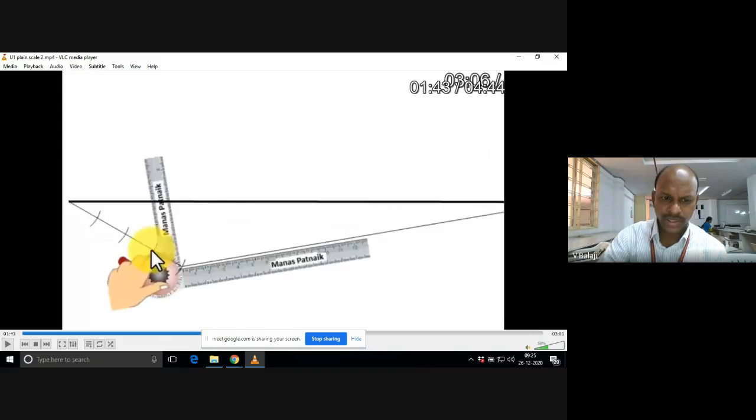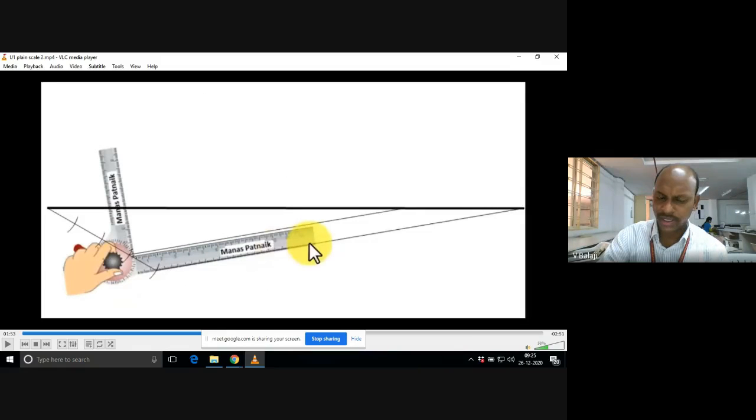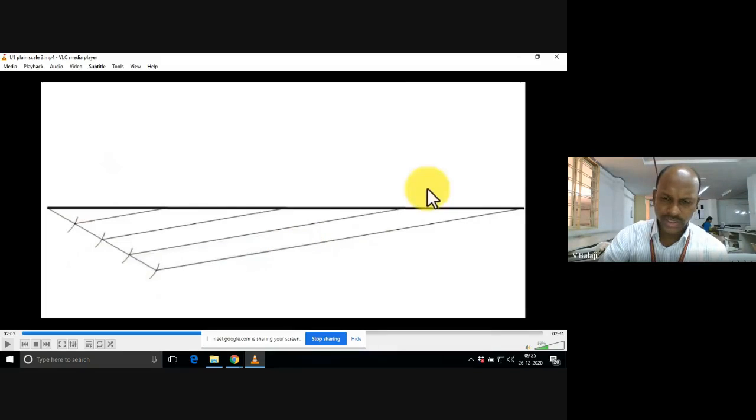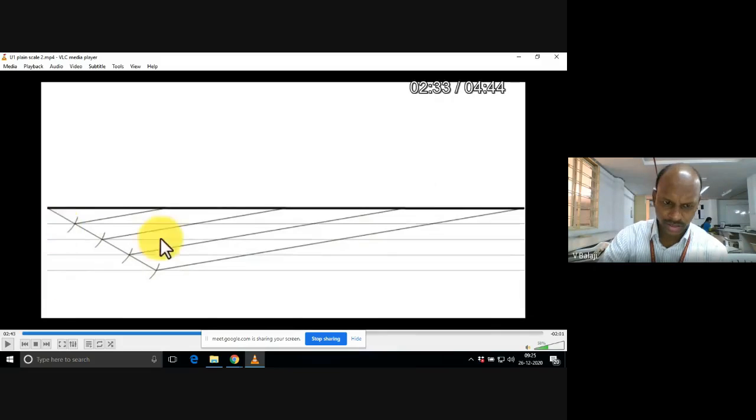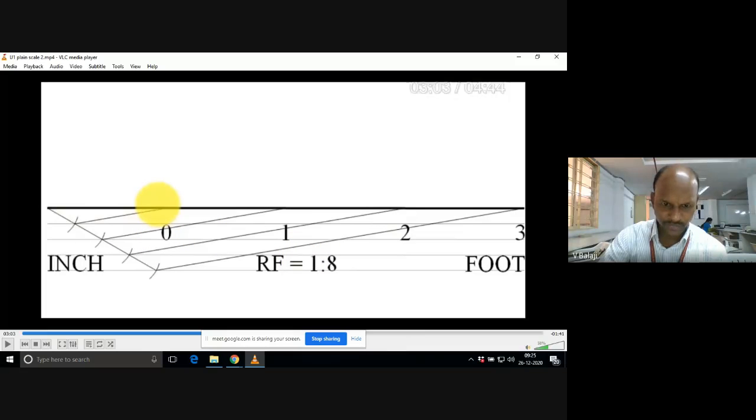So once again, calculate RF and length of the scale as usual. Since this is a length problem, you need not take the square root of the drawing size by actual size in the RF calculations. If it's an area problem, then you can take the square root. Volume problem, cubic root. Okay, so he has given a 4 feet distance, so you can take 4 equal parts for convenience.